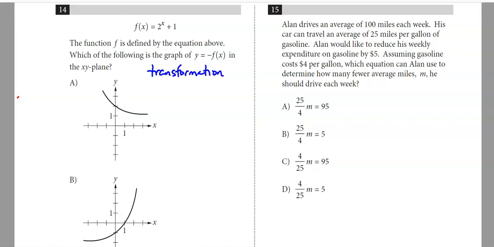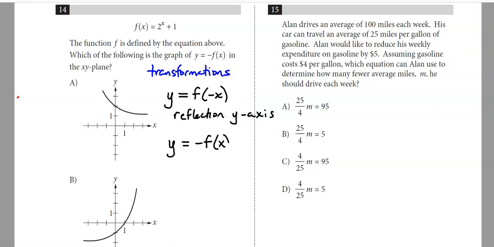Transformations are like reflections, rotations, dilations, those type of things where you're shifting something around on the graph. One thing that you need to remember is that if it's y equals f of negative x, okay, that is a reflection across the y-axis. So you're going to flip something across the y-axis. When the negative's out front, when it's y equals negative f of x, it's going to be a reflection across the x-axis.